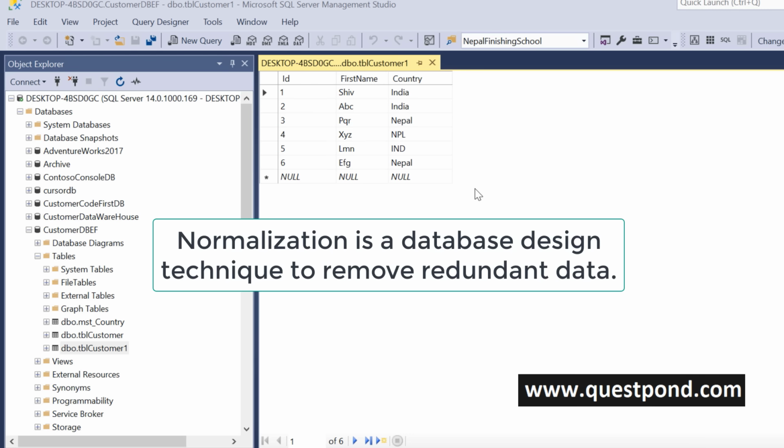Normalization is a database design technique to remove redundant data or to avoid redundant data. I repeat this answer. Normalization is a database design technique to remove redundant data.